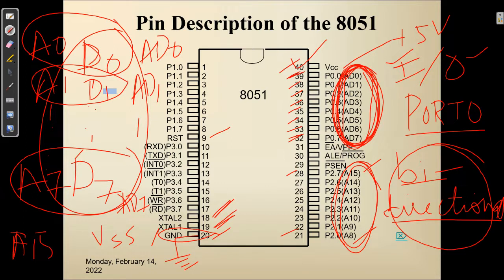Whenever you talk about port 2, this is dedicated for higher address A8 to A15. So whenever you want to access any location with the address from A0 to A15, then you will be using port 0 also, and you will be using port 2 also. तभी जाके A0 से लेके A15 आप यूज कर पाओगे. Is it clear to everyone?